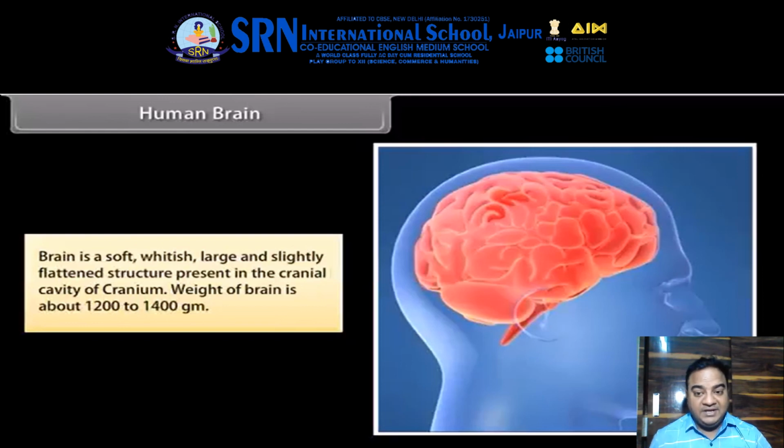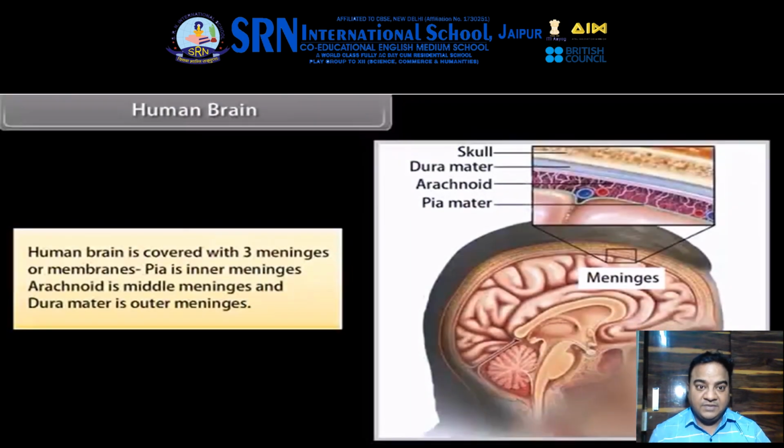What actually is the brain? Brain is a soft whitish large and slightly flattened structure present in the cranial cavity or the cranium. This box-like cavity which you can see over here is the cranium. The weight of the brain is about 1200 to 1400 grams. The human brain is covered by three important coverings or meninges. These meninges are pia mater, arachnoid mater and dura mater. The dura mater is the outermost meninge or covering.